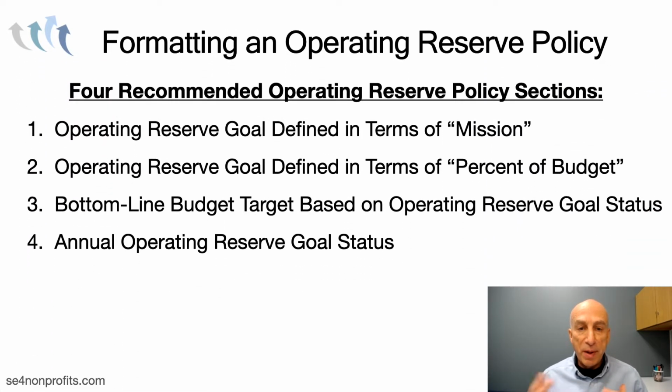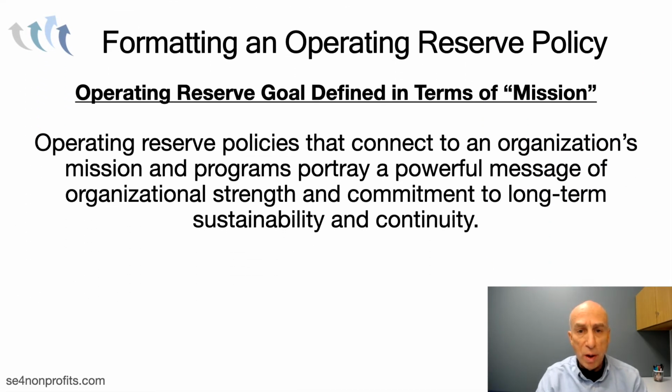In order to think about the formatting process, I like to separate it into 4 areas, and we're going to go through these in this order. Operating reserve goal defined in terms of mission. Then the second section will be operating reserve goal in terms of % of budget. And then the key here is tying it into a budget bottom line, and then taking a look at an operating reserve goal status report, which we'll briefly add at the end. So part 1. Looking at the operating reserve goal in terms of mission.